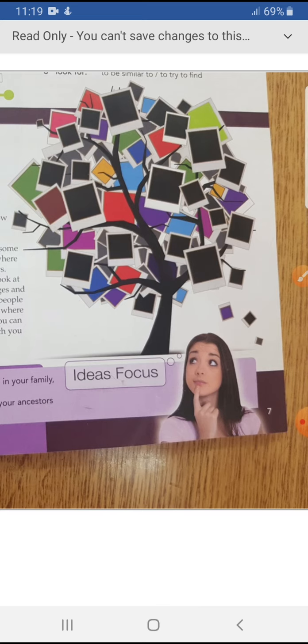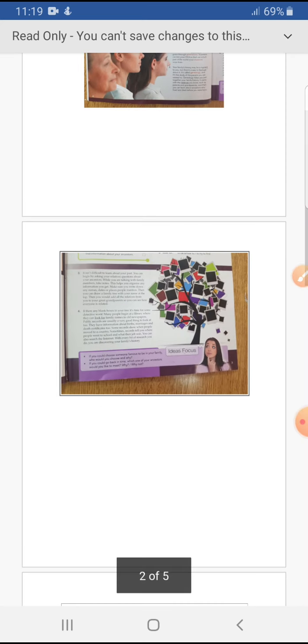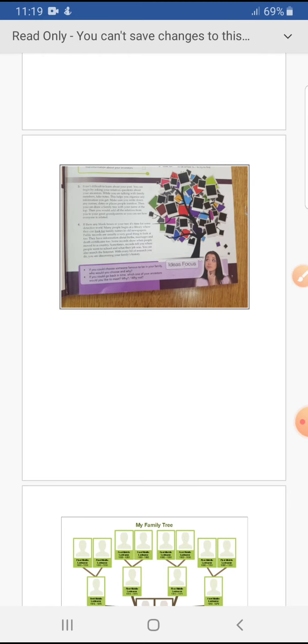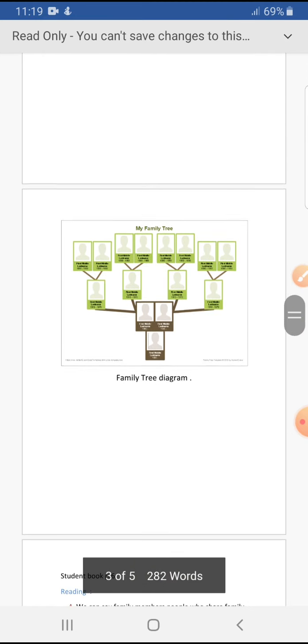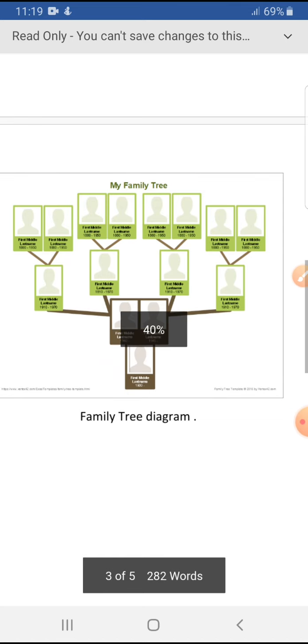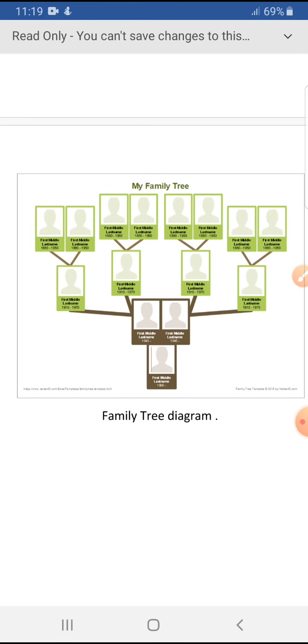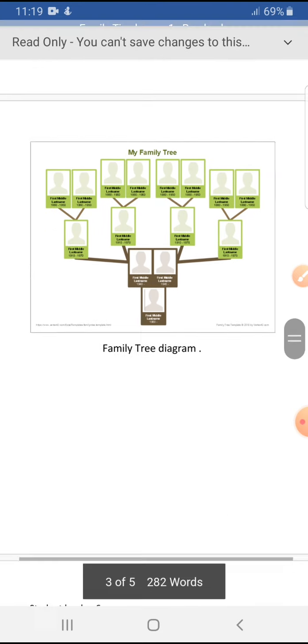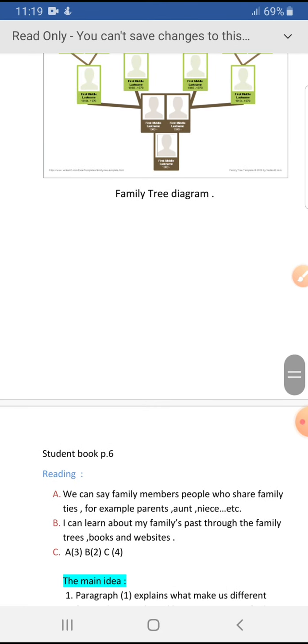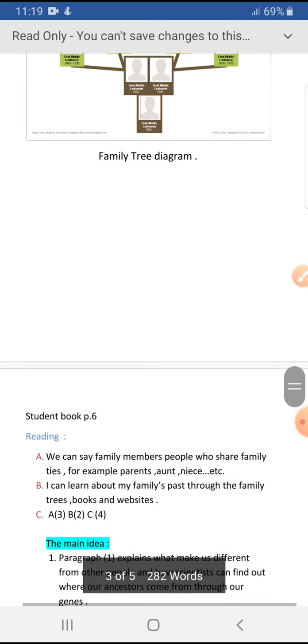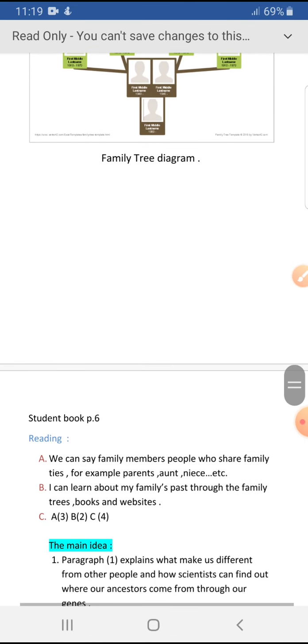Here, this is a family tree. Also, I will show you another diagram of family tree. This is extra information, of course. And my lovely students, let's answer question C.